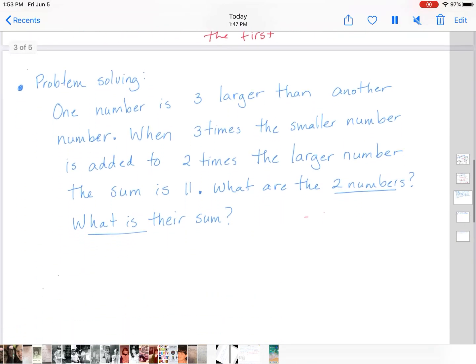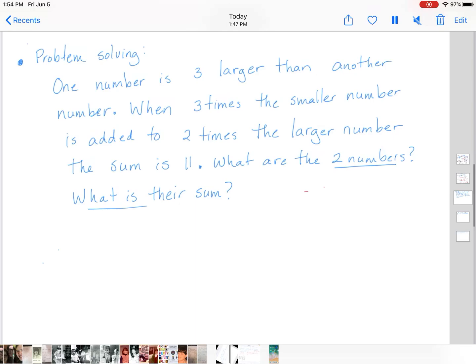But that's for steps. So here we go, problem solving. One number is 3 larger than another number. When 3 times the smaller number is added to 2 times the larger number, their sum is 11. What are the 2 numbers? What is their sum? So we're going to have to set variables for those numbers.